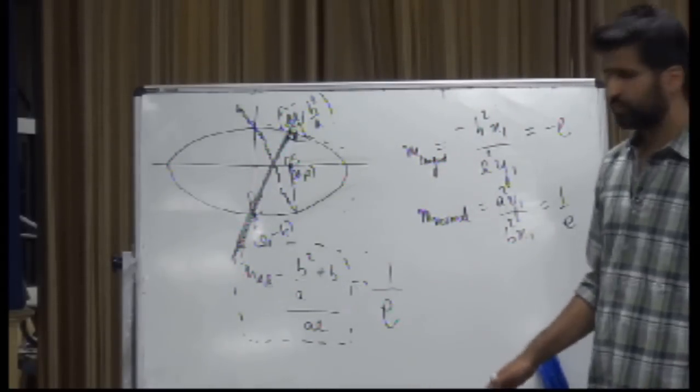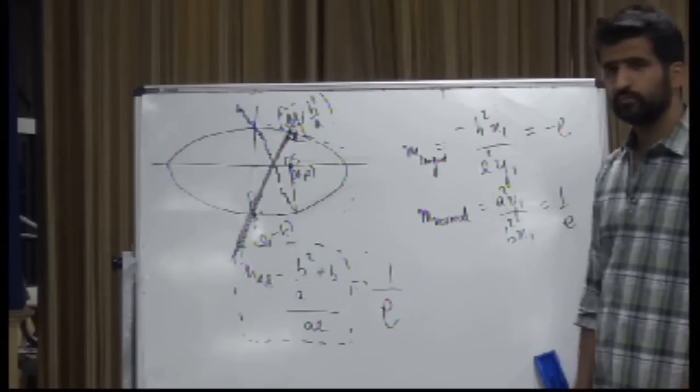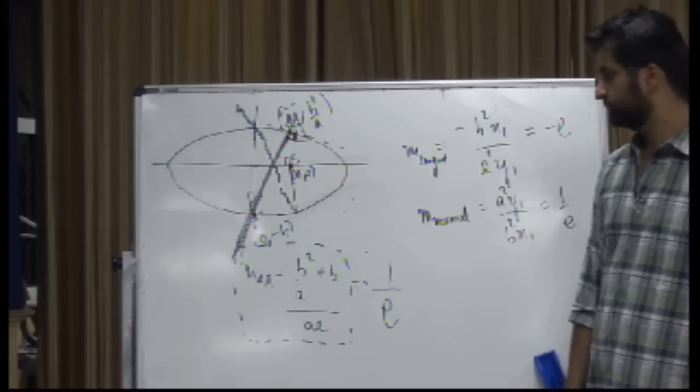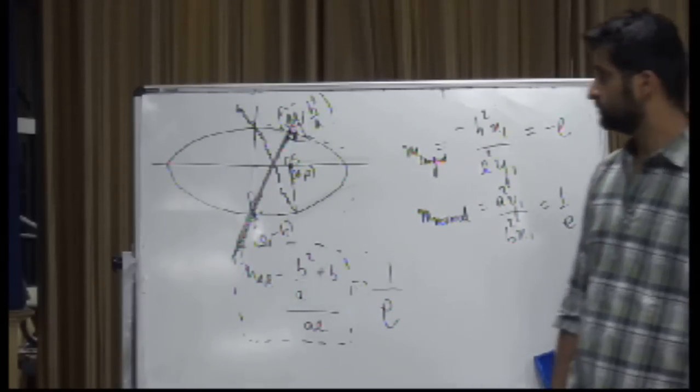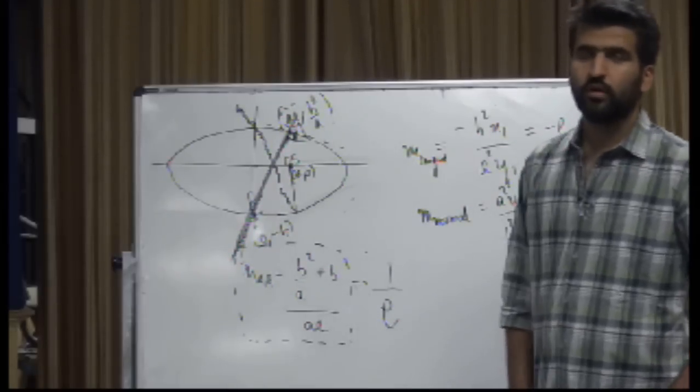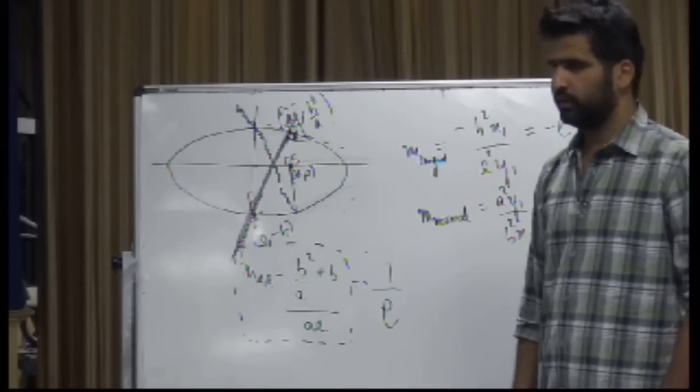It got cancelled. Yes, okay. After that see, what are you getting? a square minus b square is equal to ab. a square minus b square is equal to ab. Yeah, correct.